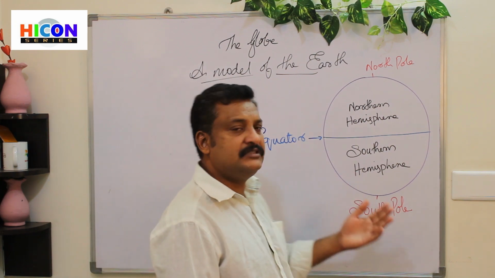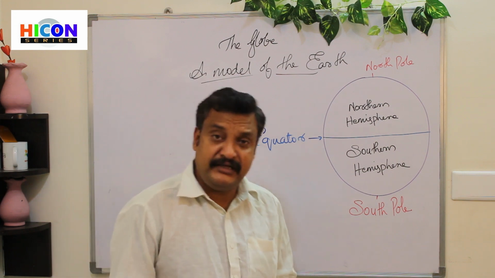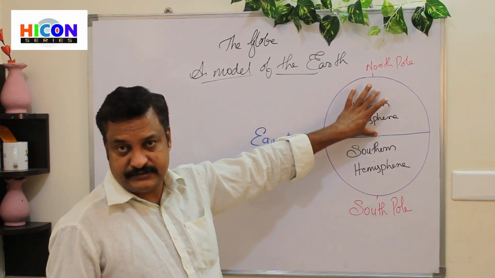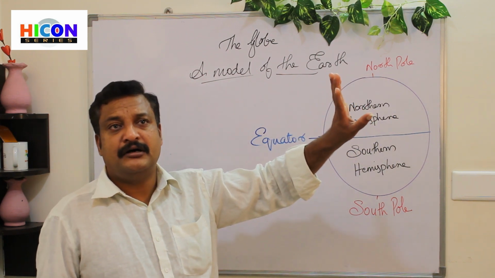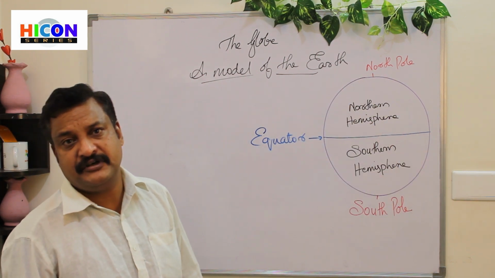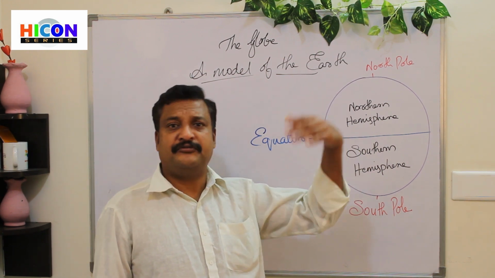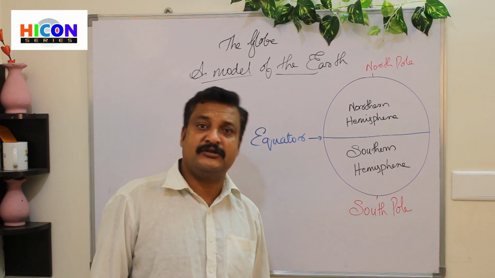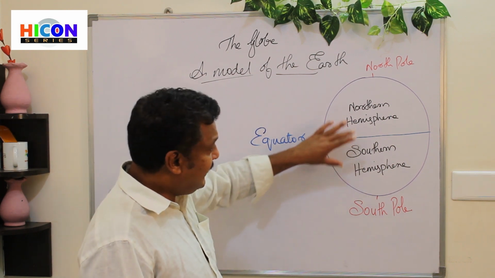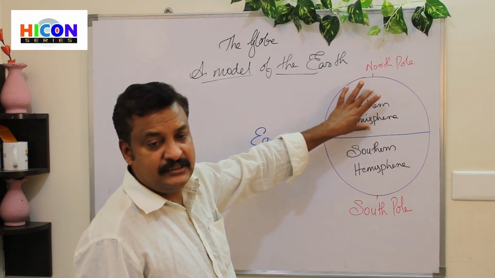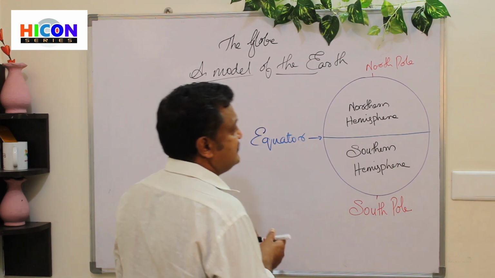When we observe the globe or the map, we can see a lot of continents are basically in this part. Okay, Asia is in the northern hemisphere, North America is in the northern hemisphere, then Europe is in the northern hemisphere, a good part of Africa and South America also is in the northern hemisphere. Okay, so as there is more land in the northern hemisphere, the northern hemisphere is also known as the land hemisphere.